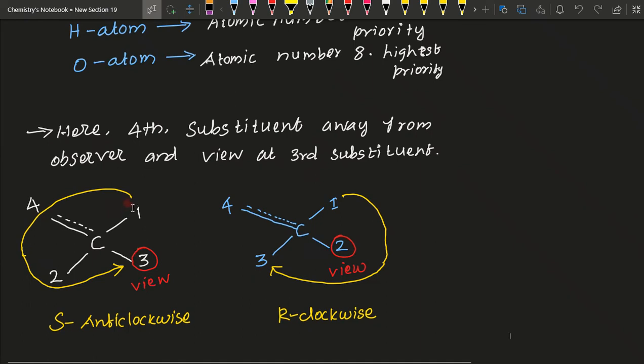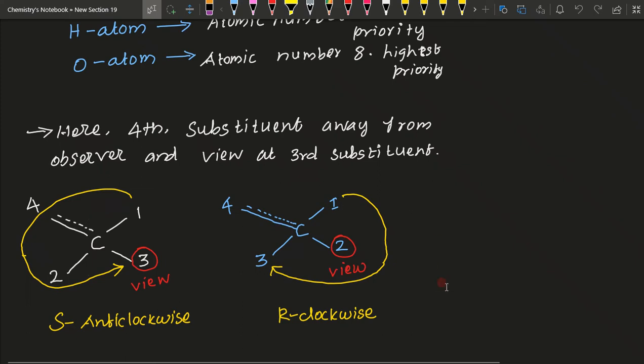The observer looks at the 3rd substituent. This arrow goes anti-clockwise, 1, 2, 3. The opposite of anti-clockwise is R or S. The observer looks at this substituent 2, and the arrow is going clockwise. See below.